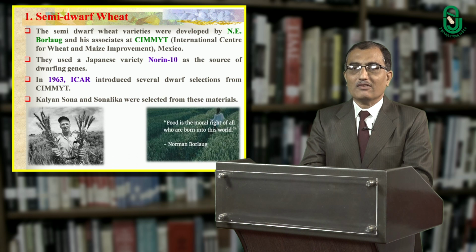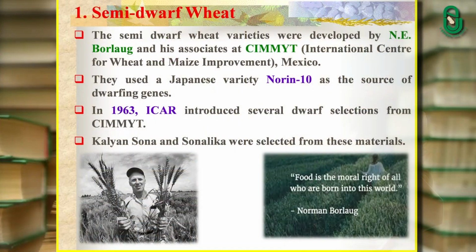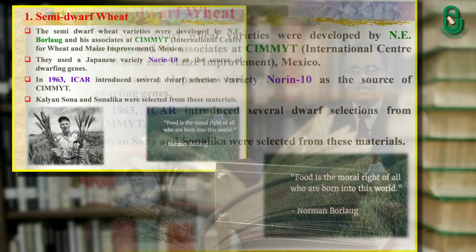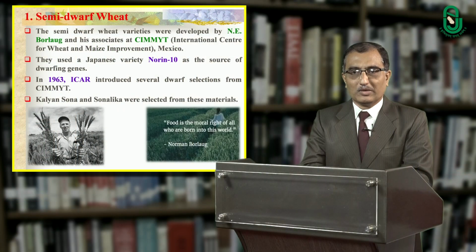First, the semi-dwarf wheat variety. As you know, the Green Revolution has led to the development of semi-dwarf wheat and rice varieties. The semi-dwarf wheat varieties were developed by Norman Borlaug, who is popularly known as the father of the Green Revolution, and his associates at CIMMYT, the International Center for Wheat and Maize Improvement at Mexico. He used a Japanese variety, Norin 10, as a source of dwarfing genes.